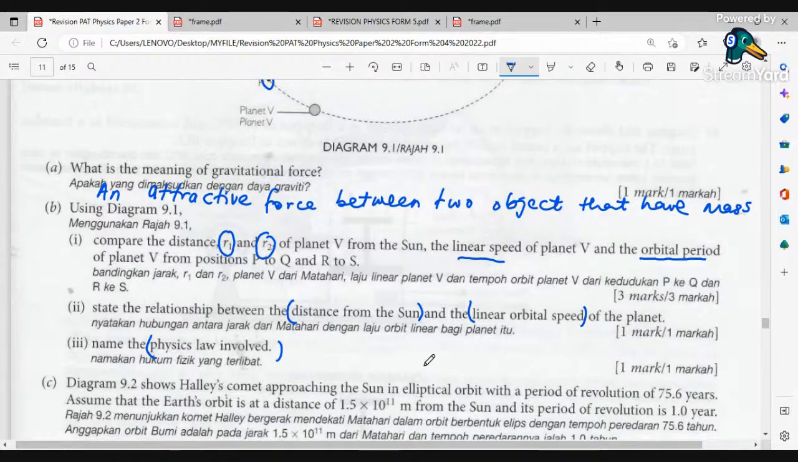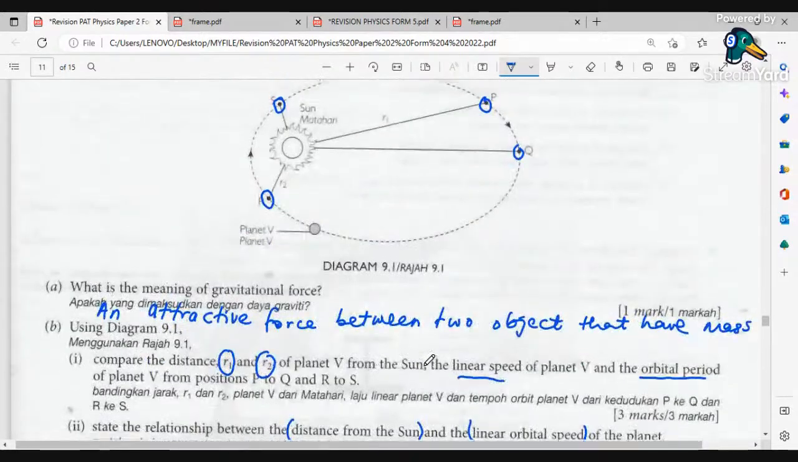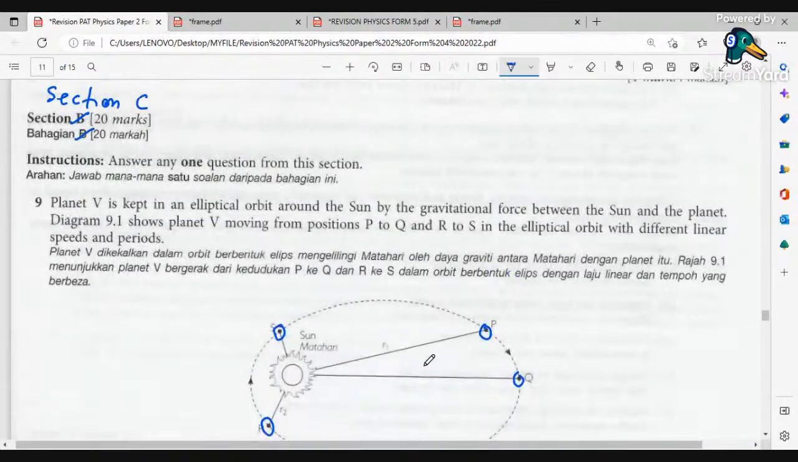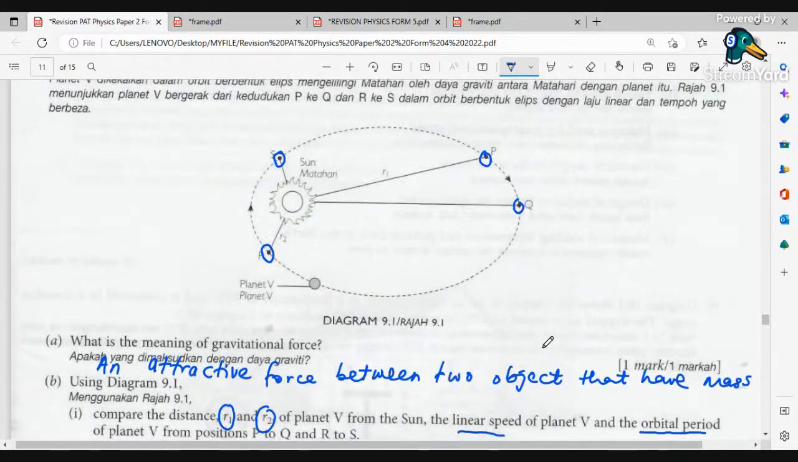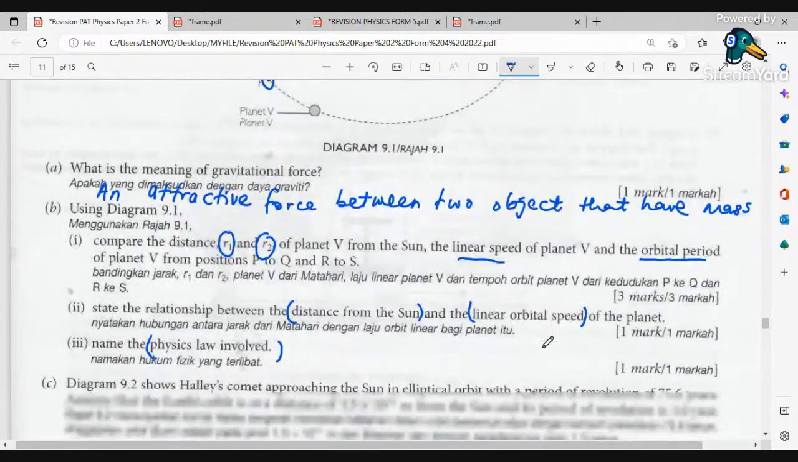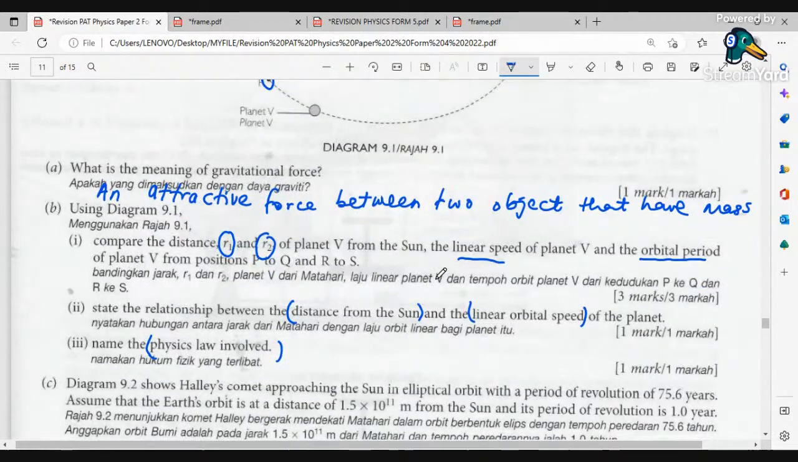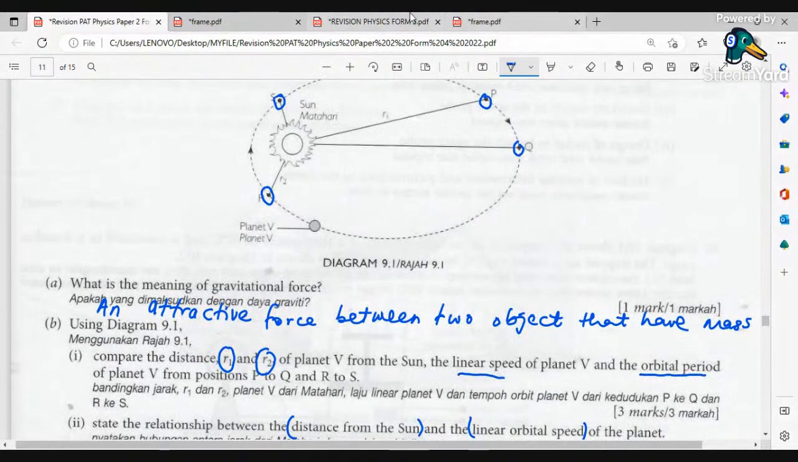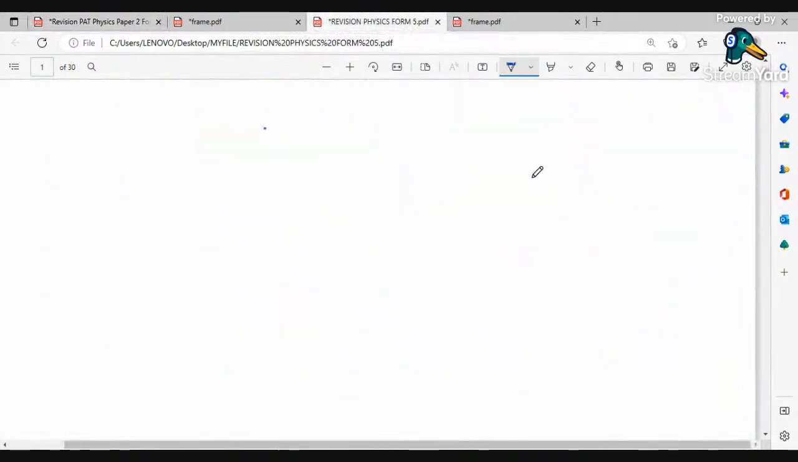Okay. So this one will be question number 11 actually. Okay, section C ialah number 11. Okay, let's try to answer this question. B1, B2, B3. Number 11, B1.